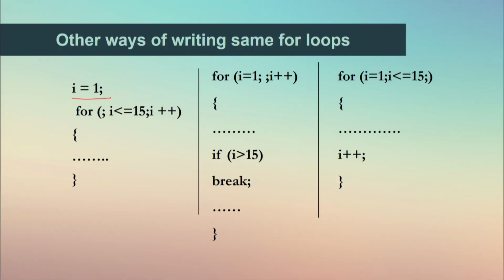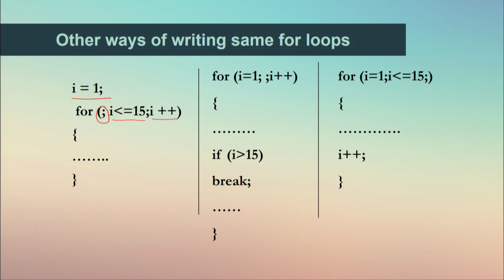There are even other ways of writing the same for loop. The initialization part can be taken out of the for loop, so that only the condition part and the increment or decrement part are given as a part of the for loop. The initialization part is moved out of the loop, so that here we are supposed to just mention an empty semicolon, mentioning that that part is already given before the loop.